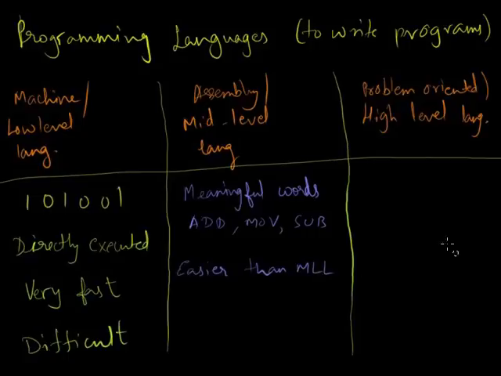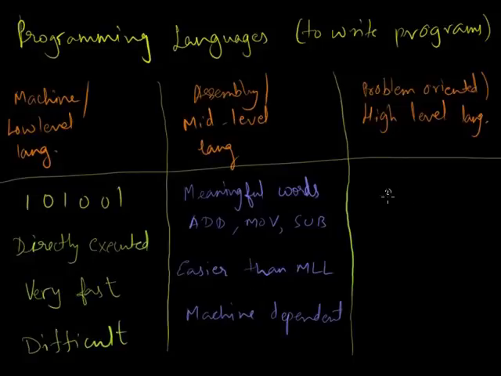Another aspect of the assembly language is that it is machine dependent. There are a lot of processors and computers available in the market. Everyone defines its own assembly language. Like we have Intel, we have AMD, we have the ARM architecture. So these processors have their own assembly languages.